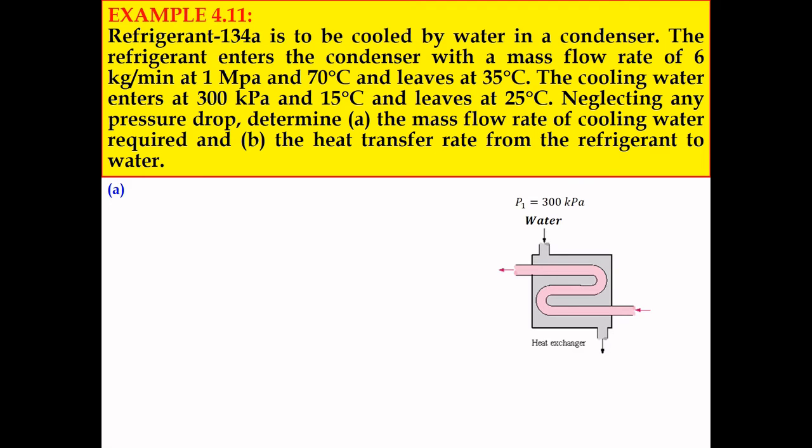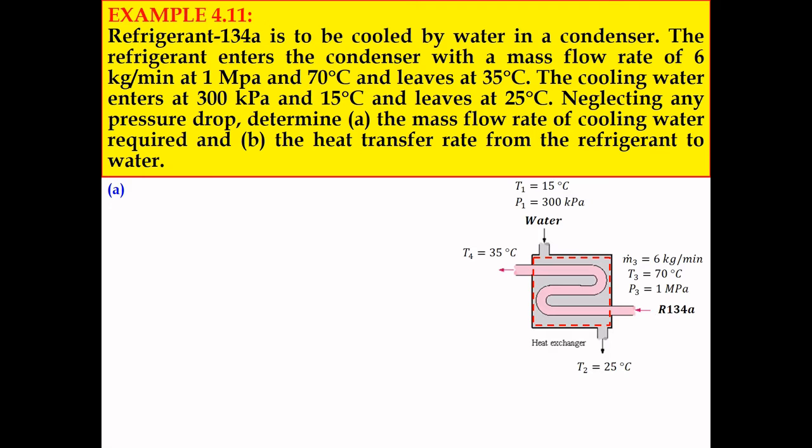In terms of data given in the question, P1 equals 300 kilopascal, T1 equals 15 degrees Celsius, and T2, the temperature of the water, is 25 degrees Celsius. For the refrigerant, M3 dot equals 6 kg per minute in terms of mass flow rate of the refrigerant. T3 equals 70 degrees Celsius and the pressure is 1 megapascal. And the temperature at the outlet for the R134A is T4 equals 35 degrees Celsius.